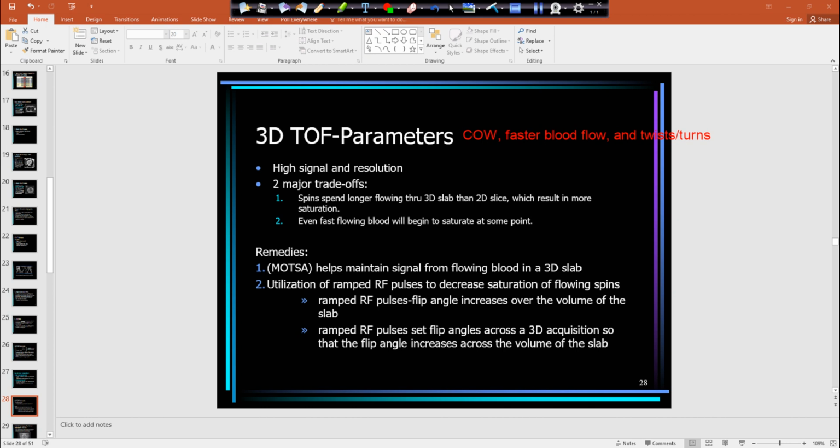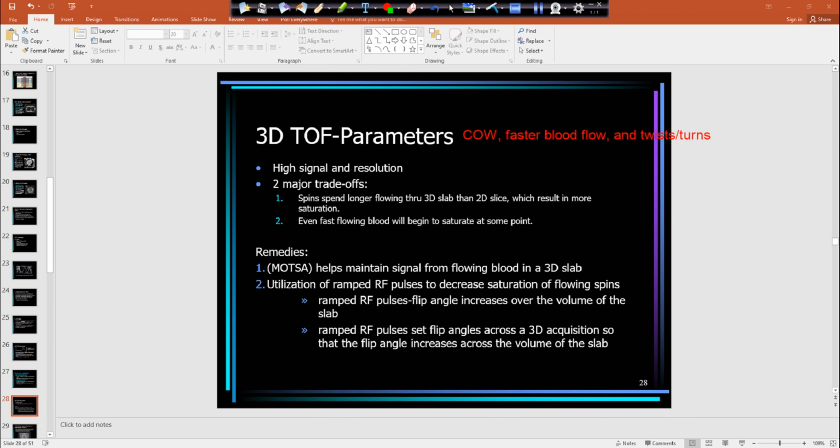So we get really high signal from a 3D because we're exciting the whole slab versus just a particular slice. So that whole area of field of view is usually excited at once. And when you excite more spins, you get more signal. And you get higher resolution because your voxels and your slice thickness can be as thin as 1 millimeter compared to most of your 2D acquisitions. The thinnest you can get a 2D acquisition is usually about 3 millimeters. Okay?